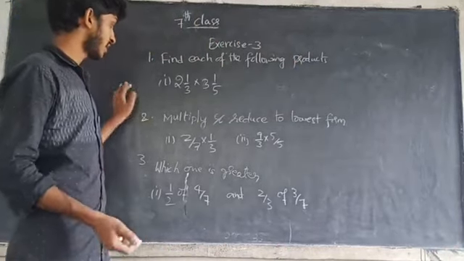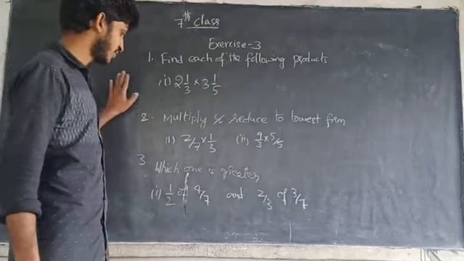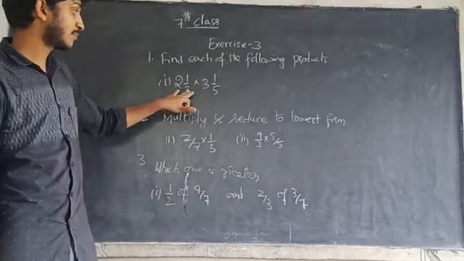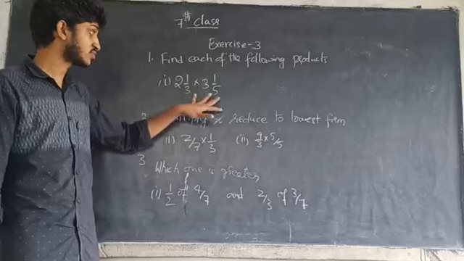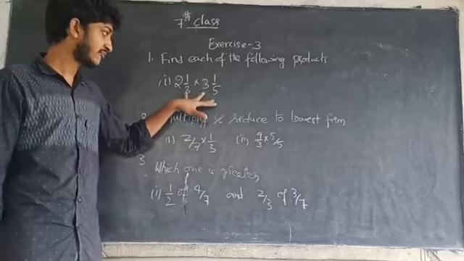Okay children, here I am giving 3 problems as homework. Do these 3 problems as homework. Here these fractions are given, so convert these two numbers into improper fractions and find the product.